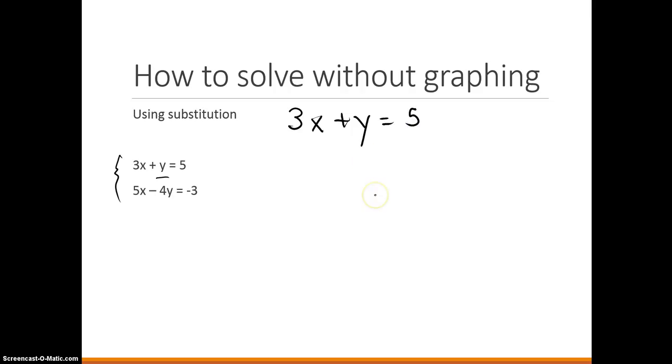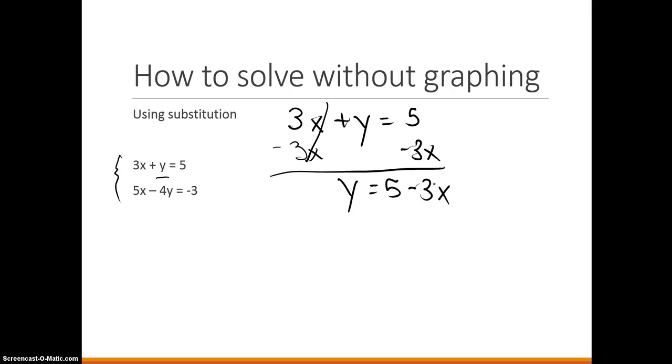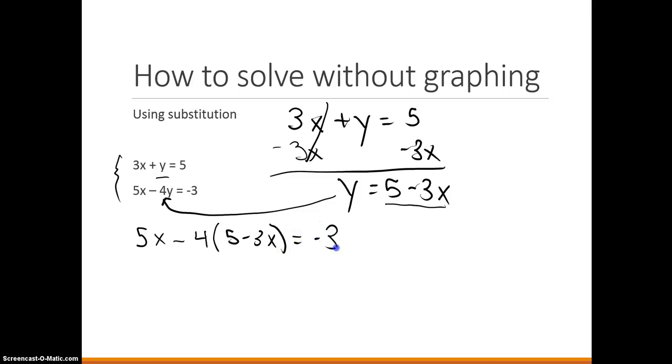I want y by itself, so I need to get rid of this 3x, so I have to subtract the 3x from both sides. It cancels out. I'm left with y is equal to 5 minus 3x. So I have solved for y. Now I can substitute that into the second equation. So I'm going to rewrite the second equation. I have 5 times x minus 4 times, instead of y, I'm going to put in what y is equal to, (5 minus 3x), is equal to negative 3.